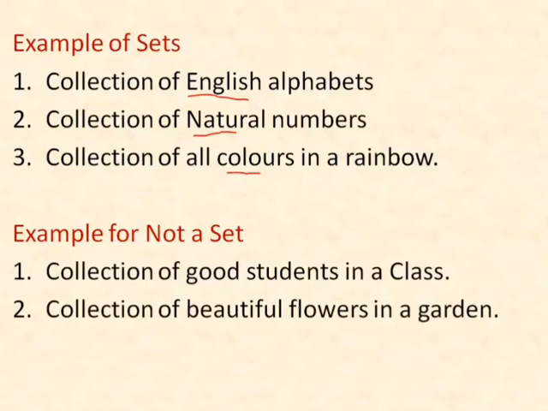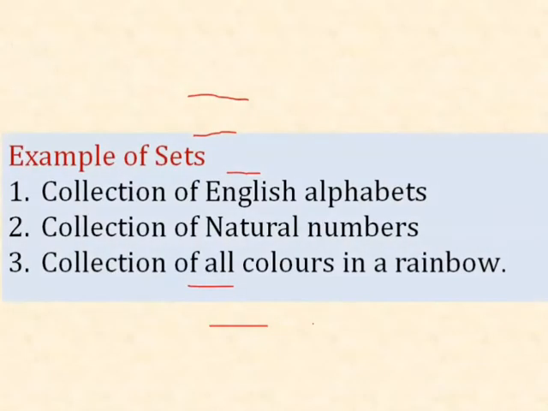These are not well defined because the words good and beautiful are difficult to agree on. I might consider a student to be good and you may not. I might consider jasmine a beautiful flower but you may not. So we will consider only those collections to be sets where there is no such ambiguity.